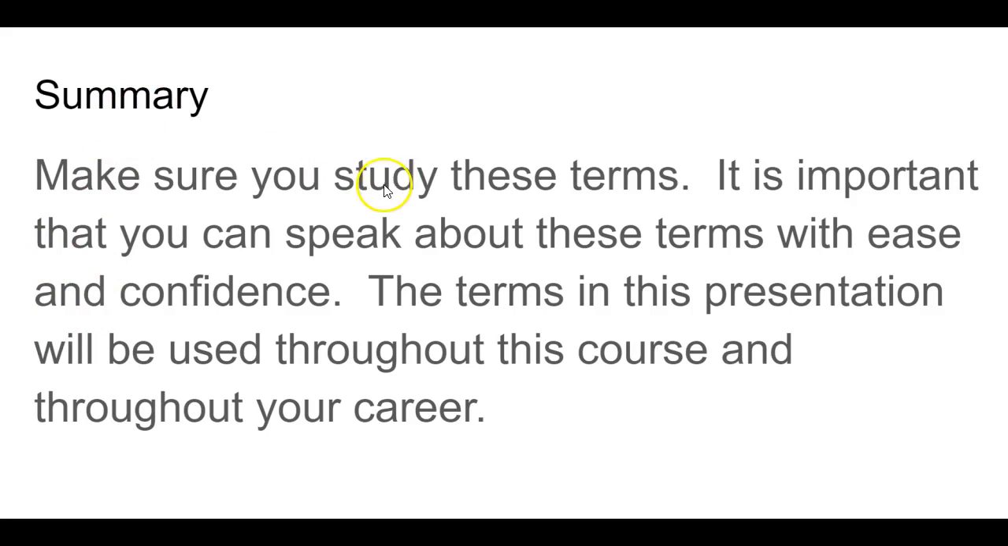Summary. Make sure you study these terms. It is important that you speak this language, or you know how to speak these terms with ease and confidence. The terms in this presentation will be used throughout this course and throughout your career.